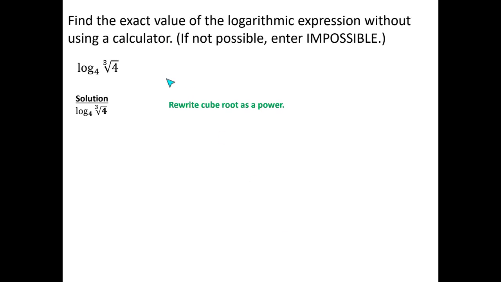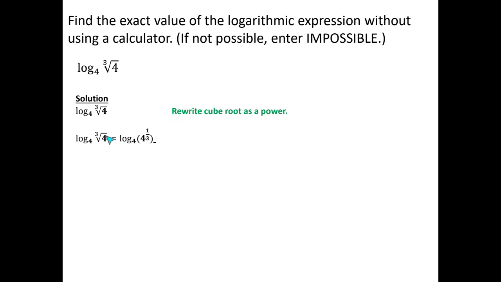Again, here, find the exact value of the logarithmic expression without using a calculator. One of the things in this chapter is anytime you see a square root, or in this case, a cube root, you want to rewrite it as a power. It's going to be an exponent that is a fraction. So this cube root of 3, I can write it as a power of 1/3. If I had the square root, the power would be a half. If I had a fifth root, it would be a fifth, and so on.